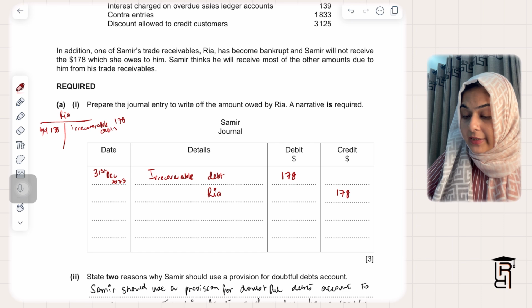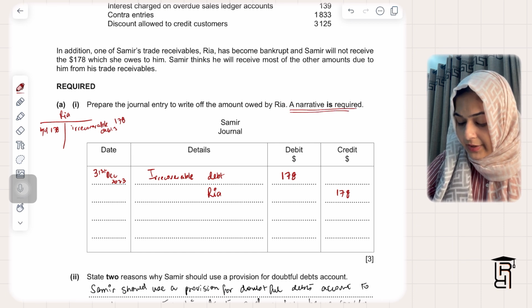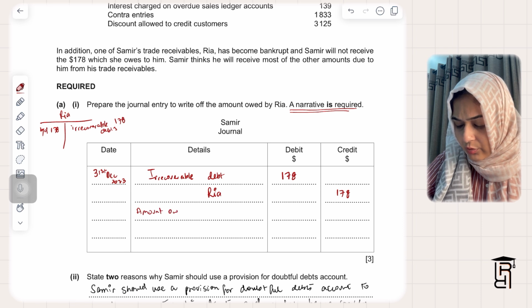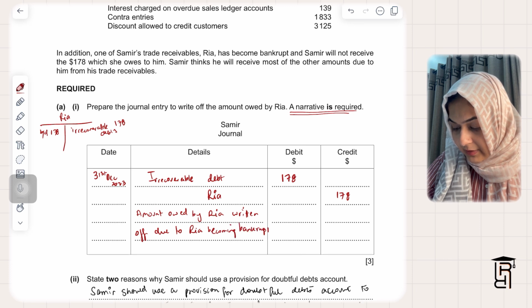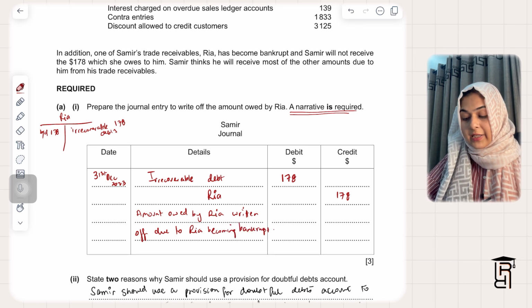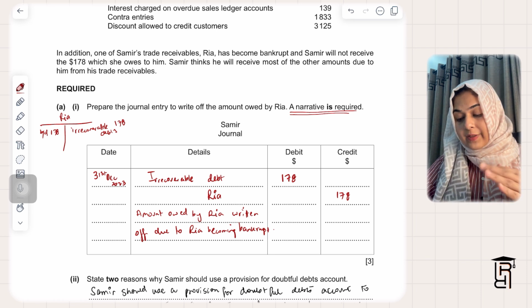In the narrative that I need to write, they have written here a narrative is required. I'll write here amount owed by Ria written off due to Ria becoming bankrupt. So in this case, basically Ria is becoming bankrupt. That is why she cannot pay us, and therefore we are going to write off this amount.